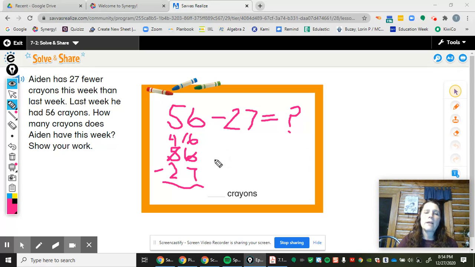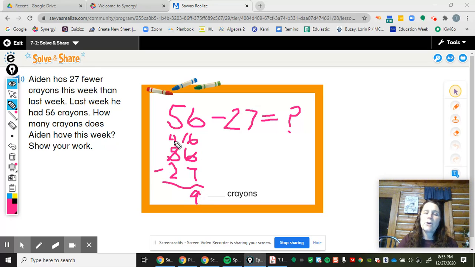Now we can subtract. 16 take away 7. Let's flip it around and let's think, 7 plus what gives me 16? Remember, we could ask ourselves, or we could use the double. 7 plus 7 is 14. 7 plus 8 is 15. So 7 plus 9 is 16. So 16 take away 7 is 9.